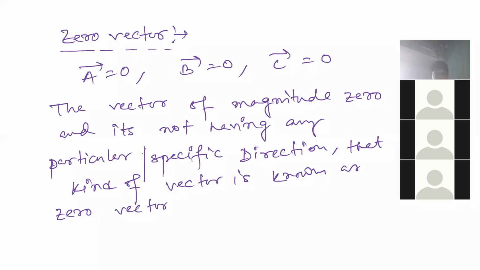Okay. Up to that much, is everything clear? In the zero vector and in other vectors also, do you have any doubt? You can ask.